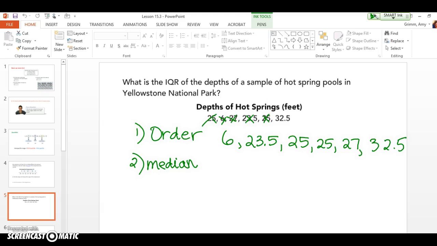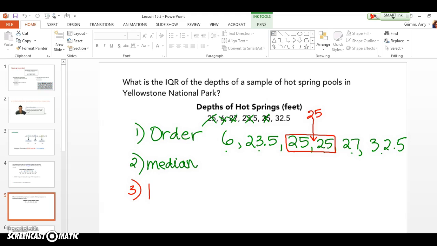All right, so I have 1, 2, 3, 4, 5, 6 numbers. So I'm going to have 2 of them in the middle, which are these 2. What is in the middle of 25 and 25? 25, okay? So this becomes our median right here at 25, right smack in the middle. All right, so now the next step was basically to find the median again, but only of the lower.